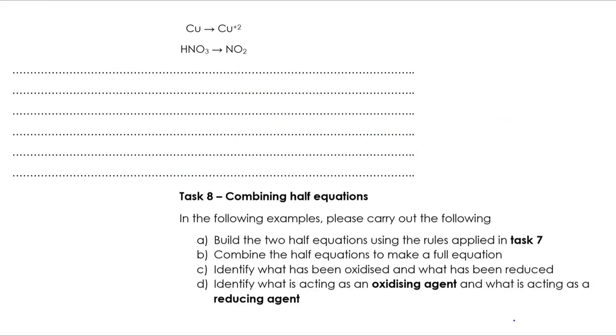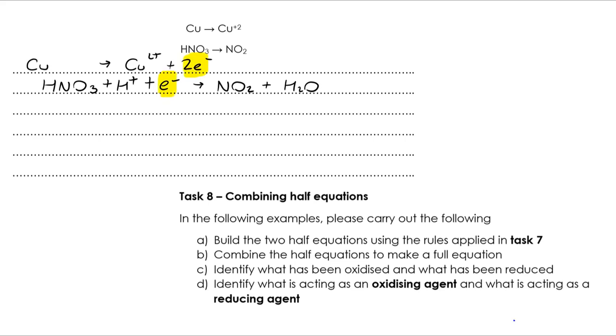And we'll go to the steps you're going to go through. My copper to copper 2+, rules 1, 2 and 3 of building half equations not required, but I'm going to balance the charge with electrons. My HNO3 to NO2, my N's are already balanced. I add water to balance the O's. I add H+ to balance the H's. I add electrons to balance the charge.